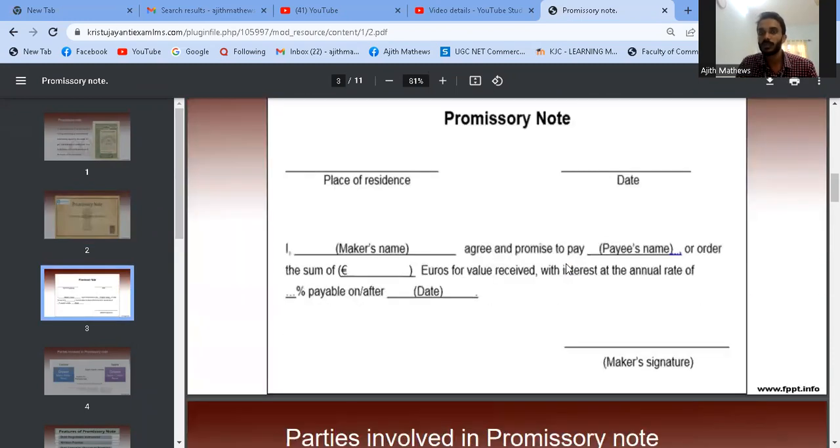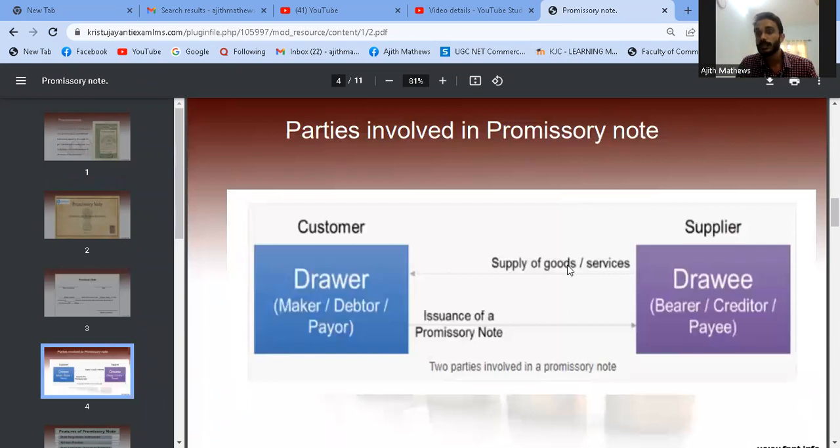So this is the demo of the promissory note, and these are the two parties involved in it. The first one is the drawer, the next one is the drawee. In the case of a promissory note, it's an undertaking. It's a promise made by whom? It's a promise made by the debtor usually. So it's a commitment on the part of the debtor towards the creditor that I owe this much amount to you, to the supplier, right? And I will pay the amount on this date, and it is properly stamped. So that is the concept of the promissory note.